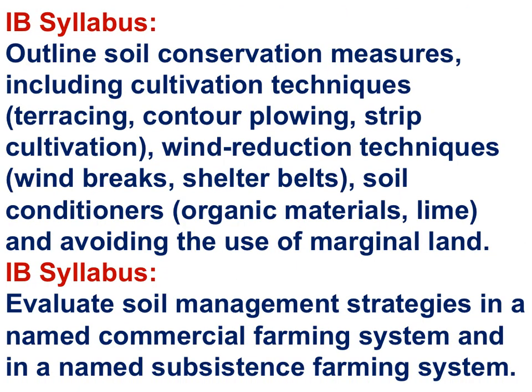Here are the two IB syllabus statements that drive this movie, and this is the second time you're seeing these statements, as I had them both embedded in Part 4. Outline soil conservation measures, including cultivation techniques, terracing, contour plowing, strip cultivation, wind reduction techniques, windbreaks, shelter belts, and soil conditioners, organic and lime, and avoiding the use of marginal land. Evaluate soil management strategies in a named commercial farming system and in a named subsistence farming system.